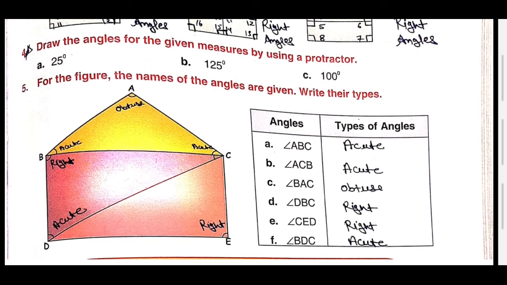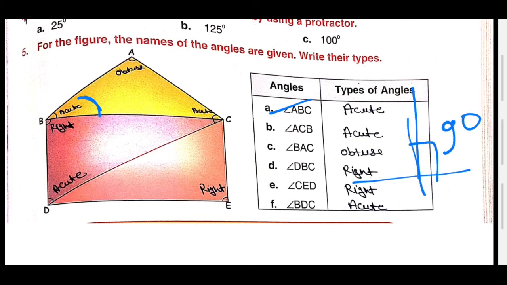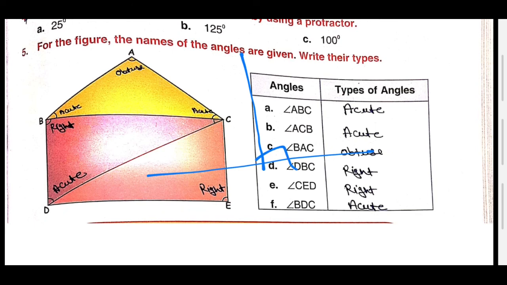Find for the figure, the names of the angles are given. Write their type. Now you have to write the type. Angle ABC. Just see ABC. All of you just remember one thing. This angle is known as what? 90 degrees. 90 degrees means straight. If you take one, again I am telling, just see. 90 degrees is what? Straight.